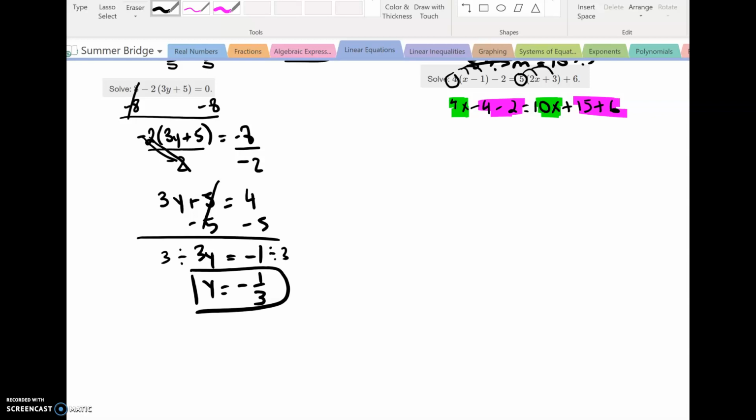Basically, all I did was organize by color coding. So I ended up color coding all the terms that had variables in them and all my constants, okay? Now I see that I have more than one term that has a constant, so I'm going to combine like terms on either side before I start moving things from side to side. So I have 4x, this becomes negative 6, is equal to 10x, and that ends up being 21.